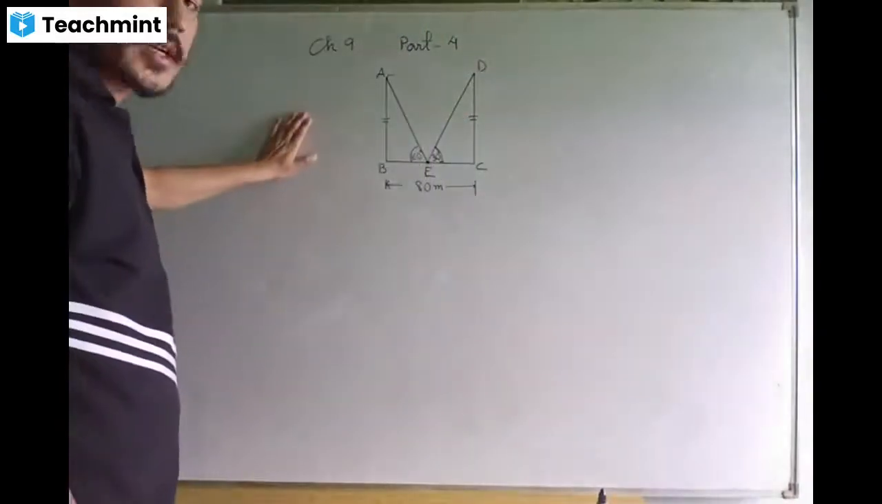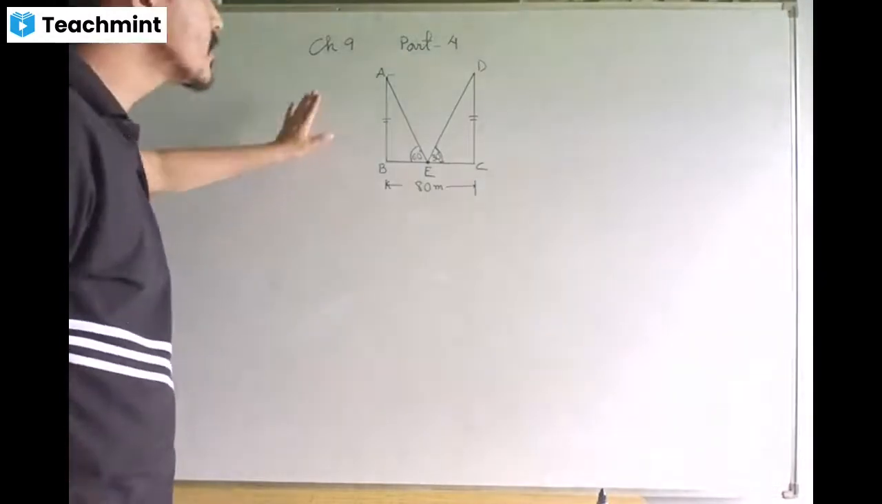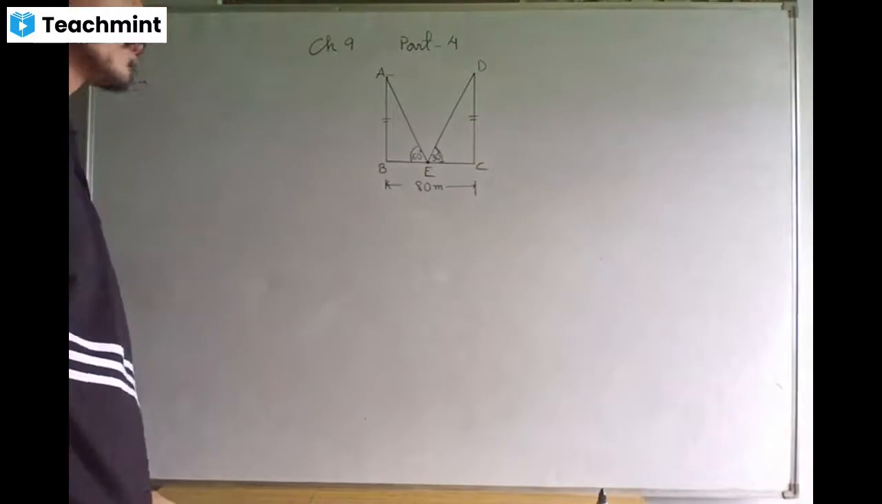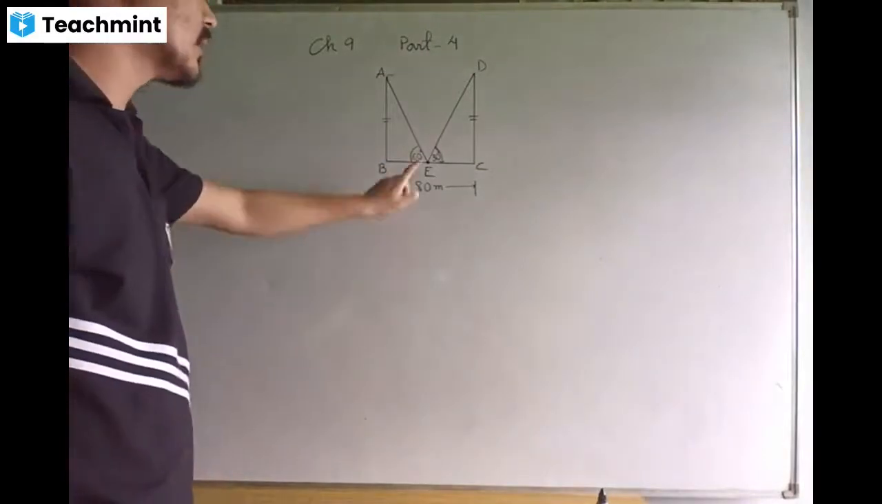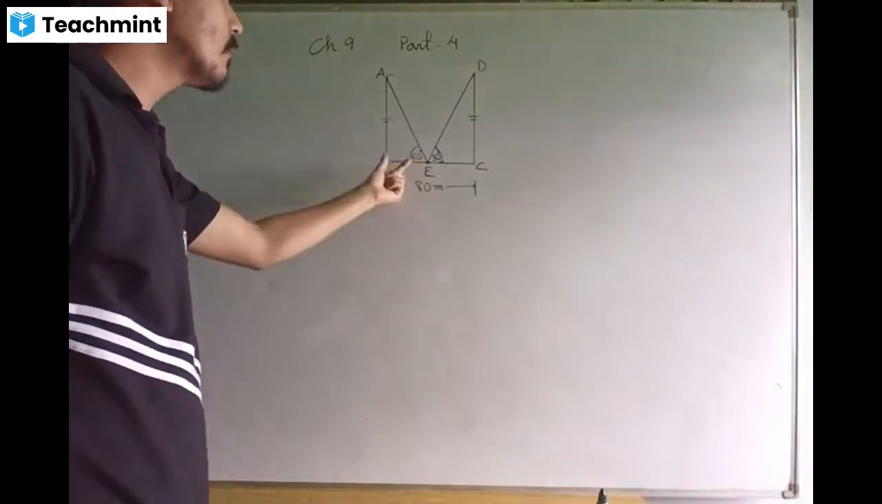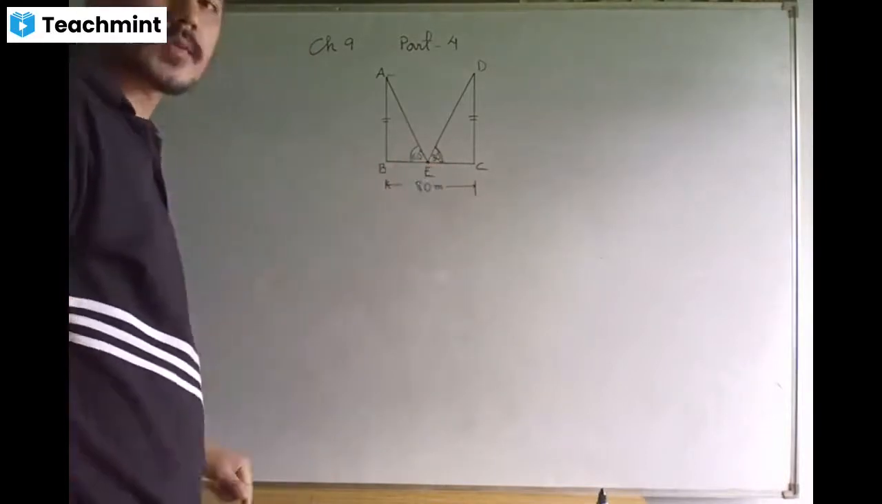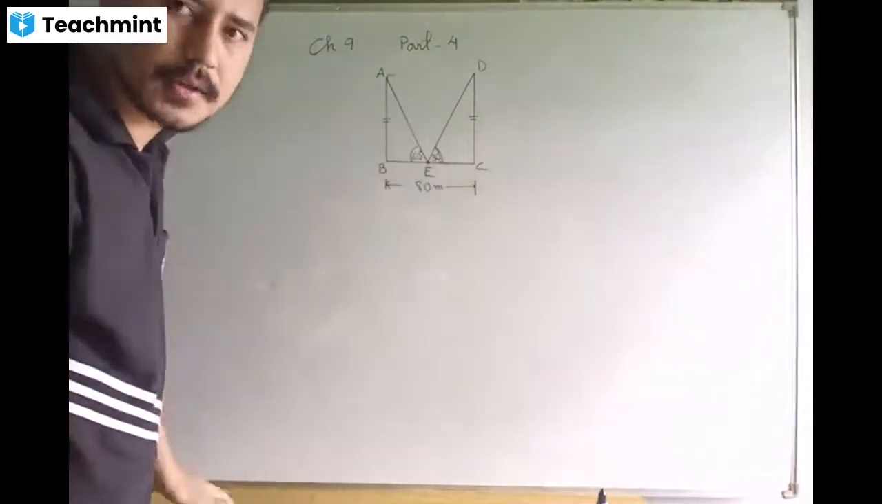So our objective is to determine the height of the poles, that is AB and CD. Also to determine the distance of this point from the two poles, that is BE and CE. That is what we want to determine. All right? Okay.